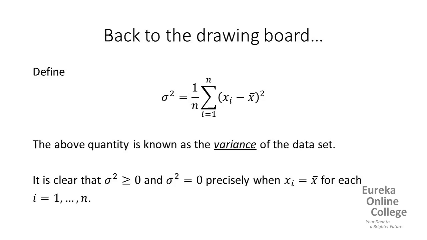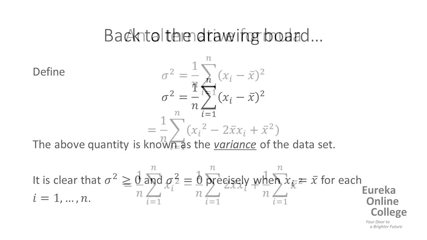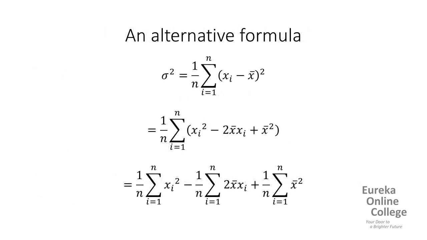Okay, so this quantity, variance, is a way of measuring spread. There are other ways. We could have, for example, taken the absolute value of the differences. But this particular way of measuring spread is called the variance. Now what we're going to look at is how to derive an alternative formula for this expression.